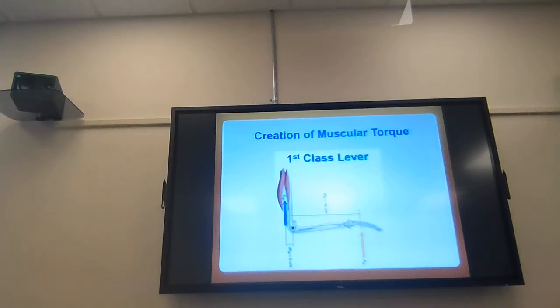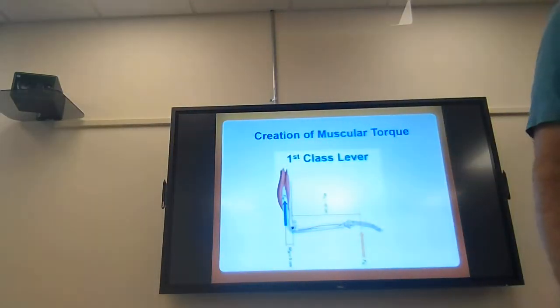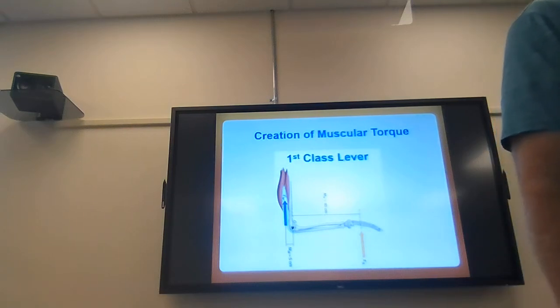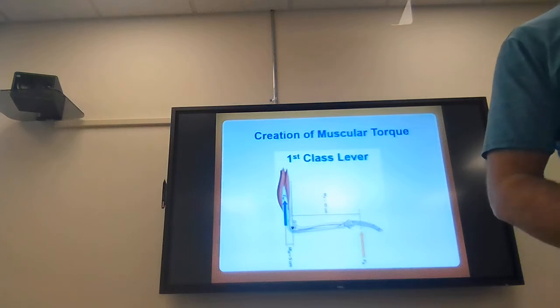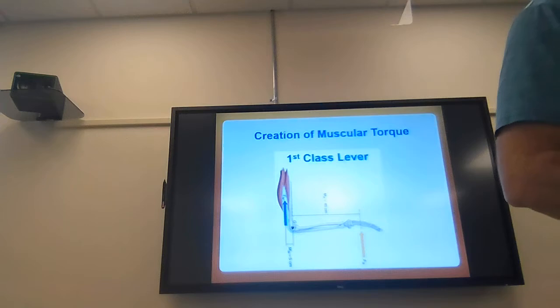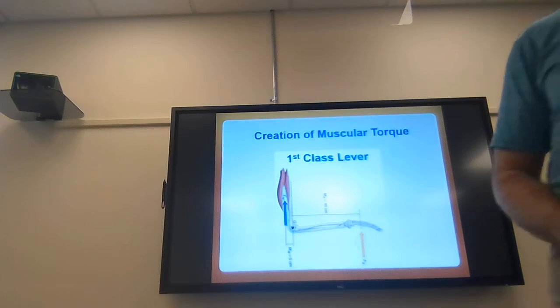Okay, good morning. So today my goal is to get the rest of chapter 5, and then we'll start chapter 6 on Thursday. So to review, what two things go into torque? What two variables are multiplied together to create torque? Force. Yeah, force and moment arm.